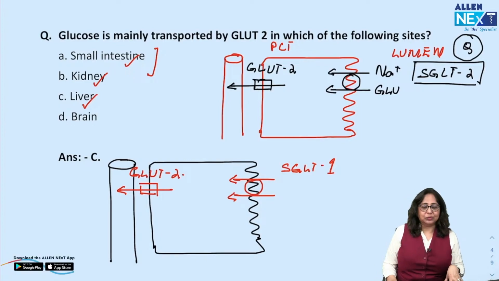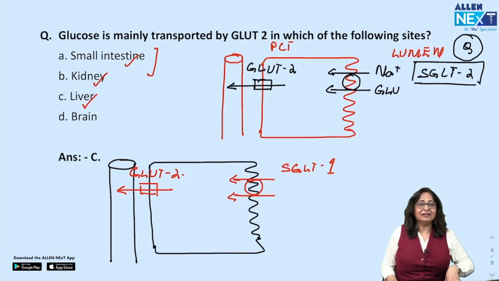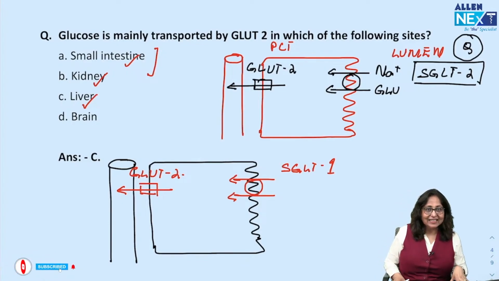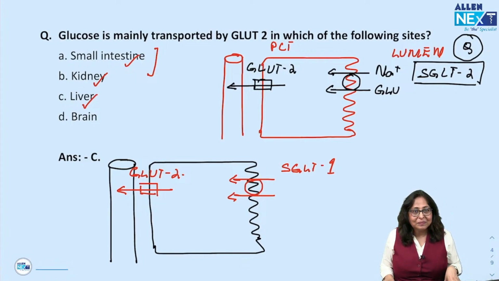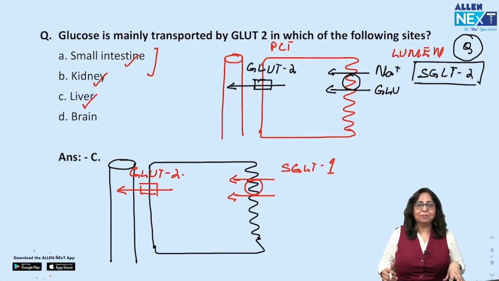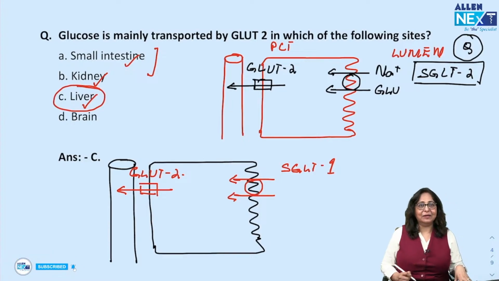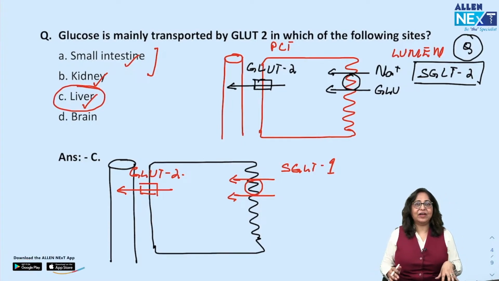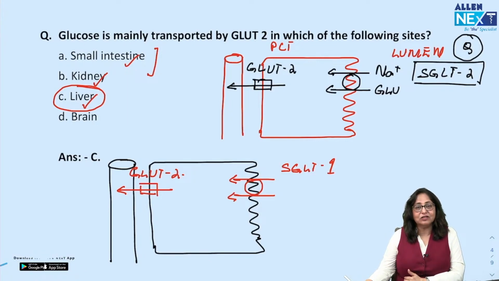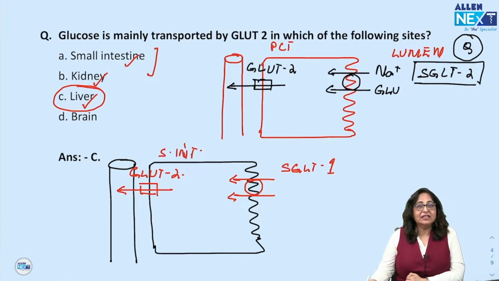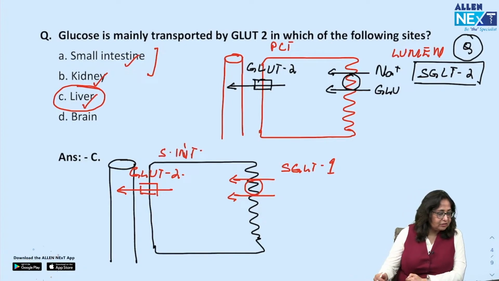But what about the hepatocytes? As far as the hepatocytes are concerned, they have only GLUT2. There is no SGLT there, they have GLUT2. Glucose will enter from the blood into the hepatocytes via GLUT2. So the best answer in this case is the liver. Liver has only GLUT2, whereas in the case of the PCT and the small intestine or the enterocyte, on the luminal side, there is the sodium glucose linked transport.